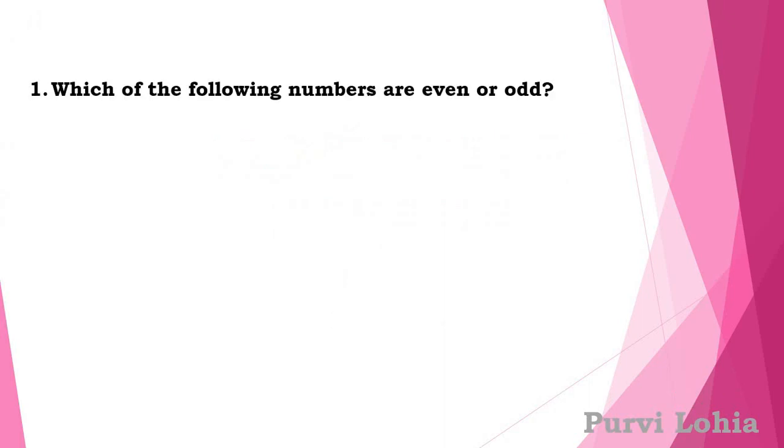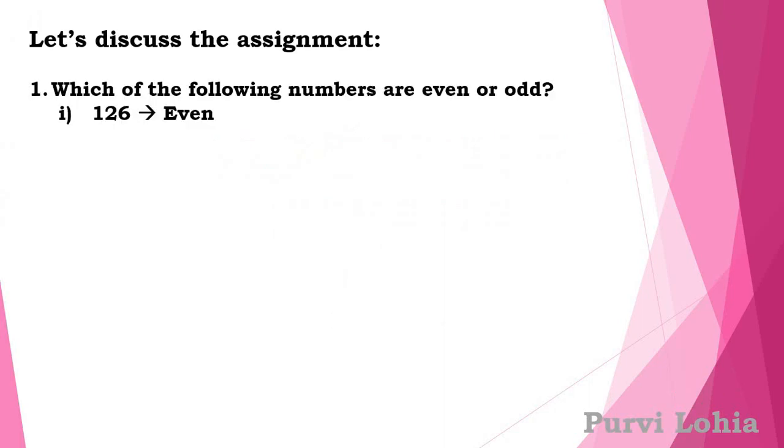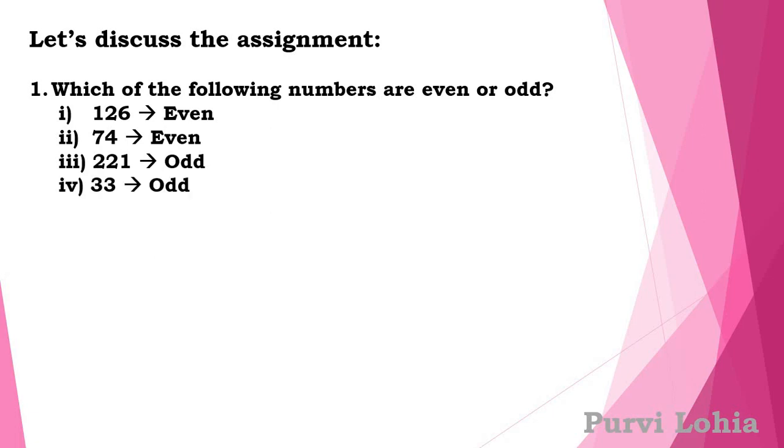Let's discuss the assignment. Which of the following numbers are even or odd? 126 is even, 74 is also even, 221 is odd, and 33 is also odd. You see that in 126 the units place digit is 6, in 74 the units place digit is 4, in 221 the units place digit is 1, and in 33 the units place digit is 3. So the first number is even, the second number is also even, the third number is odd, and the fourth number is also odd.